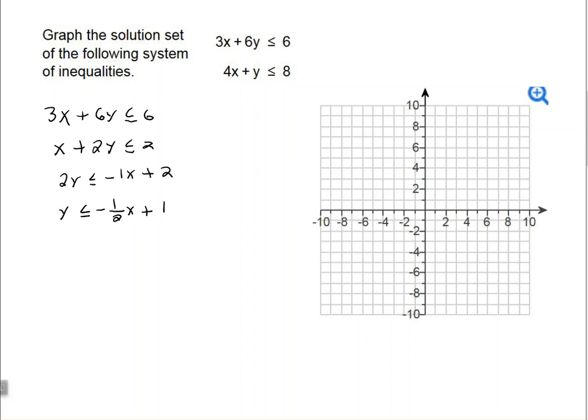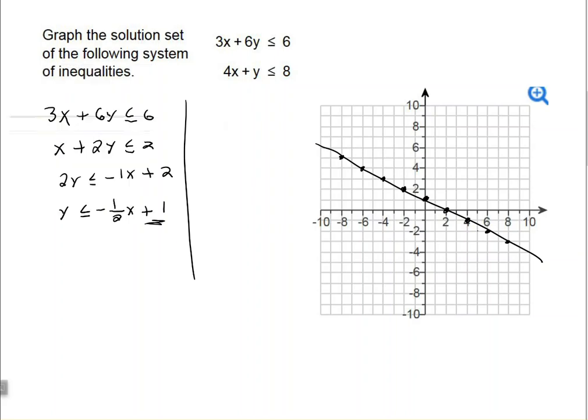Okay, so I see that I have a y-intercept of 1 and a slope of negative 1/2. So from that y-intercept, I will go down one place and to the right two places. Or I can go up and to the left, up one place and to the left two places. And again, we have the or equal to bar, so I have a solid line.